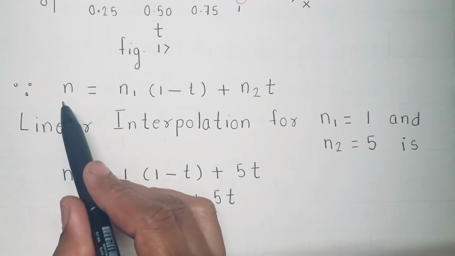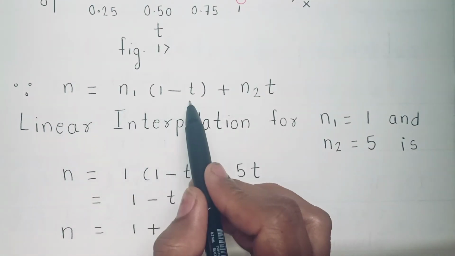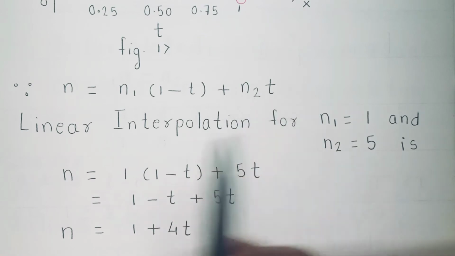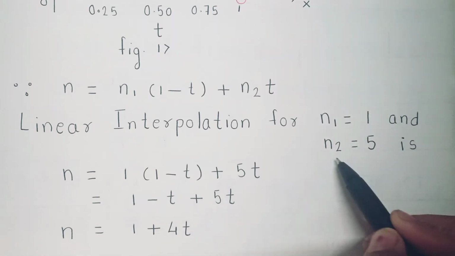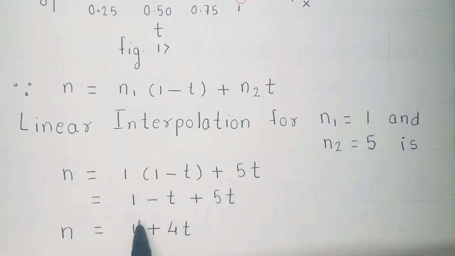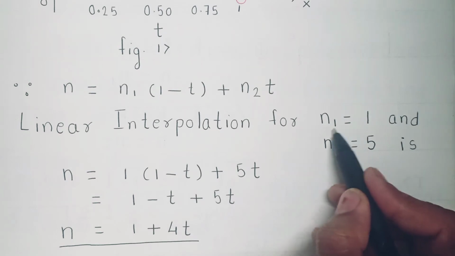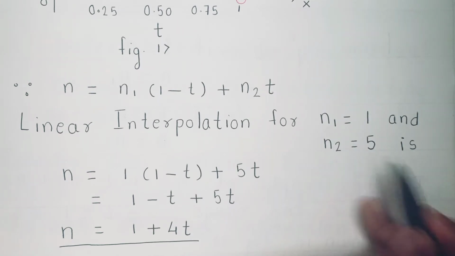We have the result n is equal to n1 (1 minus t) plus n2 t here. So here we generate the linear interpolation result for n1 is equal to 1 and n2 is equal to 5. So what will be the result? Now put the values of n1 and n2 as 1 and 5 respectively, then simplify it. After simplifying we get the result n is equal to 1 plus 4t. So this is the interpolating result for n1 is equal to 1 and n2 is equal to 5.